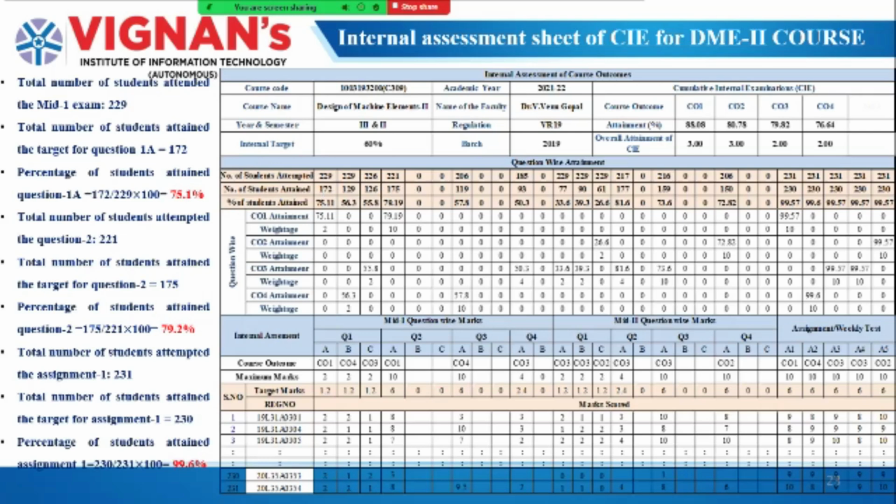After that, we have assignments or weekly tests. Generally, we have 4 to 5 weekly tests or assignments. Here we are having 5 weekly tests or assignments. Okay.